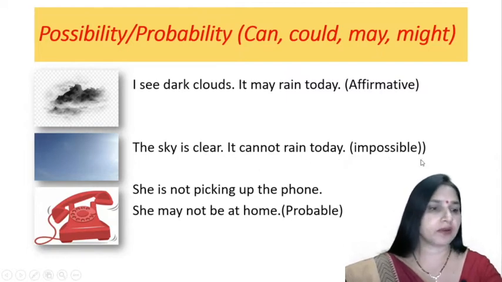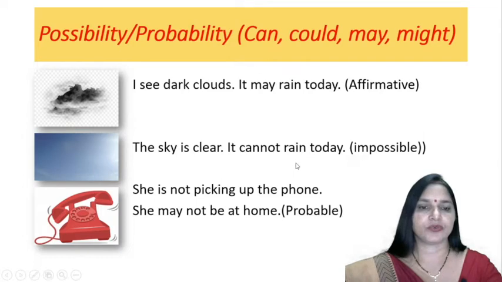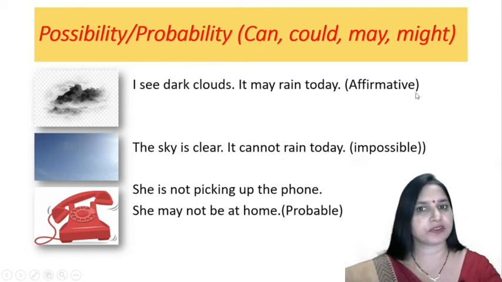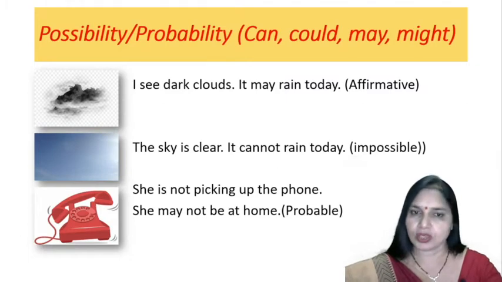It is impossible. To express impossibility, we use cannot. We don't use may not. We use cannot. May is used in affirmative to express possibility or probability, but in negative we use cannot.